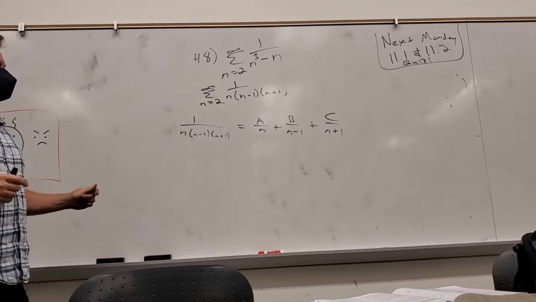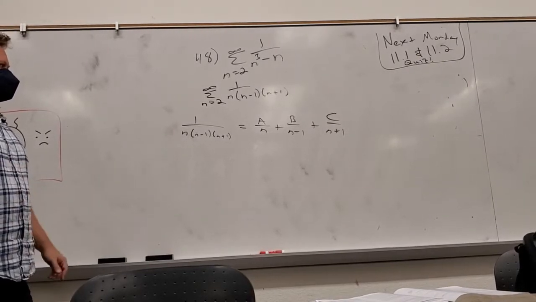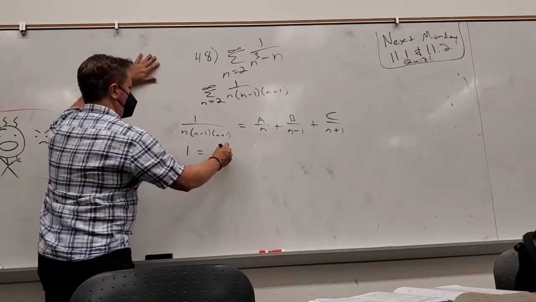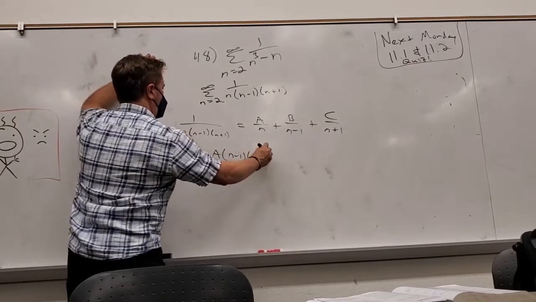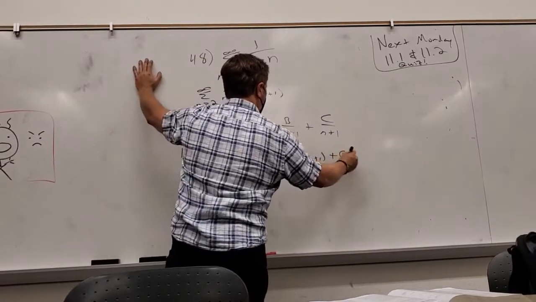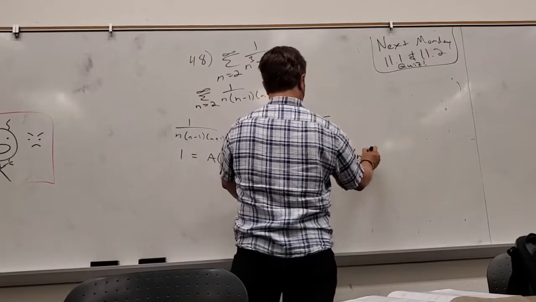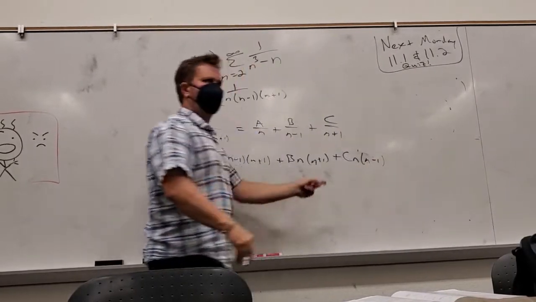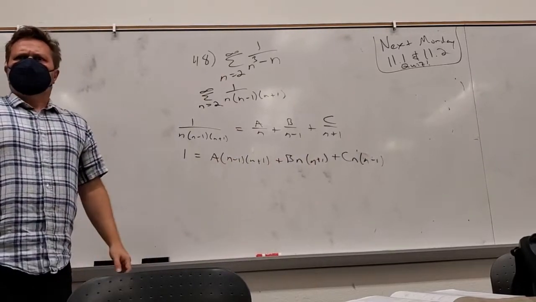And you gotta multiply them. Yep, so then you get 1 equals a times (n minus 1)(n plus 1) plus b times n times (n plus 1) plus c times n times (n minus 1). Can everybody do that quickly? Pretty much, for problems like that.